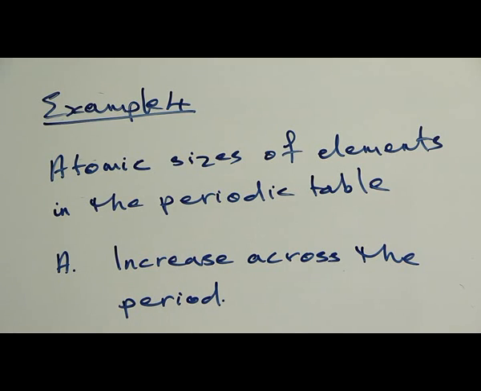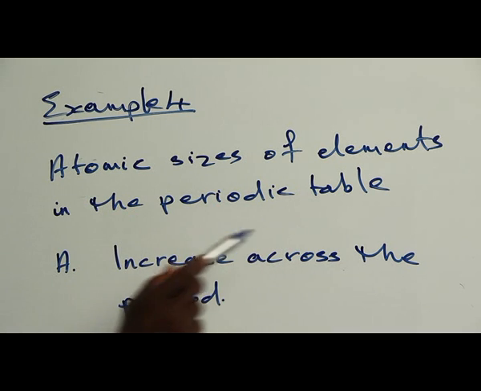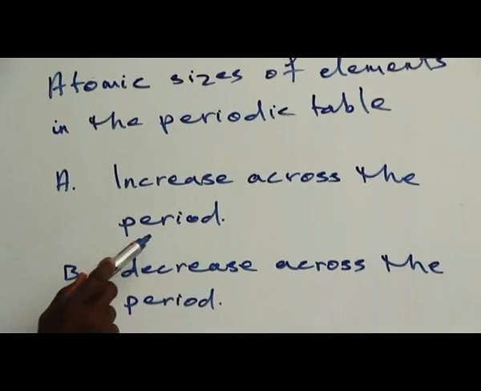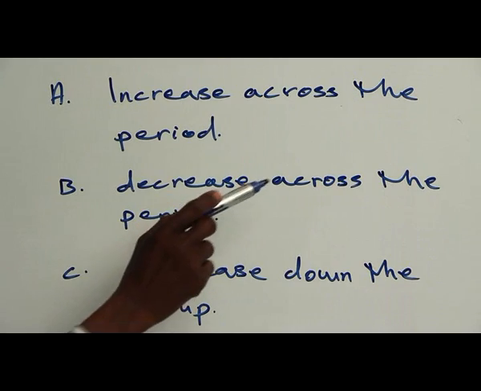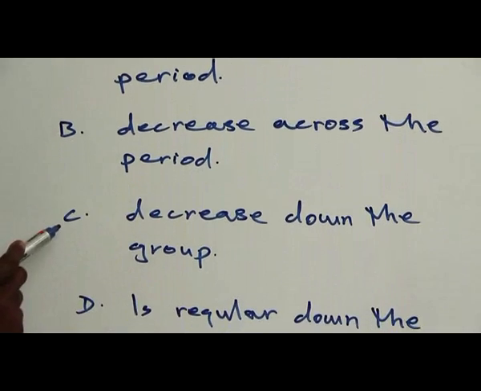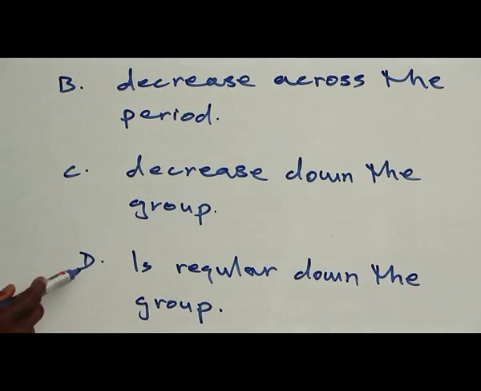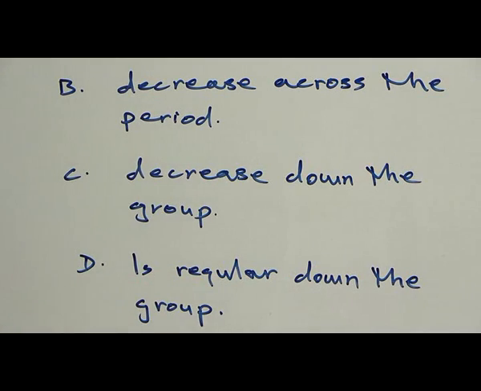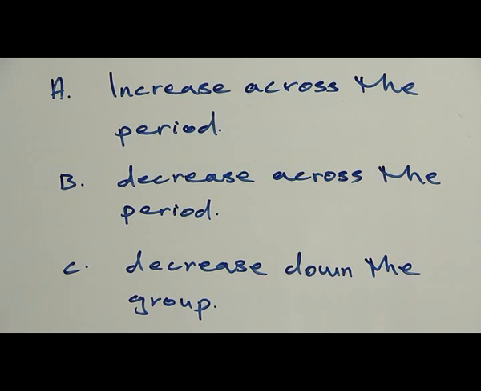Let's consider example 4. Atomic sizes of elements in the periodic table: A, increase across the period. B, decrease across the period. C, decrease down the group. D, is regular down the group. Let's consider the options one after the other.